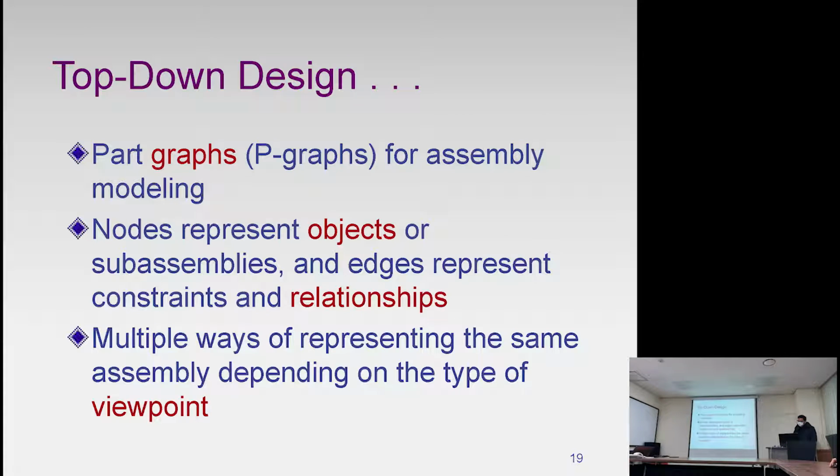Now we will talk about p-graphs. P-graphs are part graphs for assembly modeling, which combine multiple viewpoints. They are also hierarchical, with nodes representing objects or sub-assemblies, and edges representing constraints and relationships. The main difference between this and Struss's assembly model is that it is capable of editing and retrieving the database, and also propagating changes made in different viewpoints. There are multiple ways of representing the same assembly depending on the type of viewpoint.